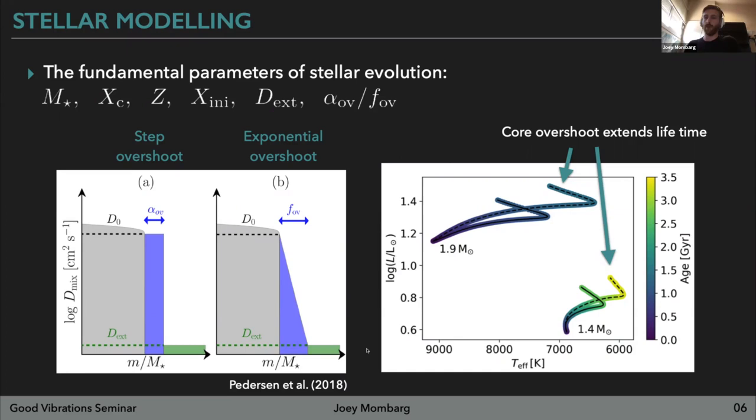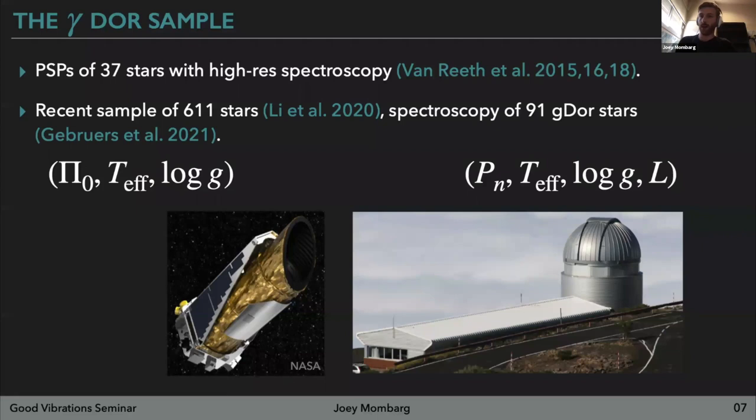So I'm starting out with a sample of 37 gamma Doradus stars from a sample of Timothy Van Reeth, for which the asteroseismic part is based on the nominal Kepler mission data and the high resolution spectroscopy from HERMES at Mercator. Recently, we have a much larger sample from Gang Li. And for 91 of these stars, we now also have high resolution spectroscopy from Sarah Gebruers. But indeed, these 91 stars also contain the 37 stars I'm talking about right here. So for now, I'm just focusing on this first sample of 37 stars.